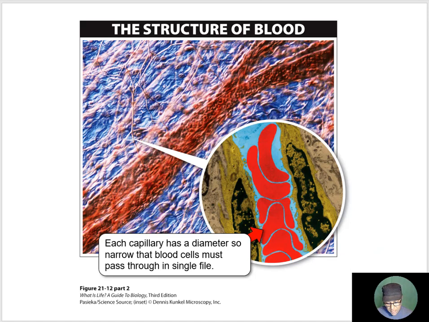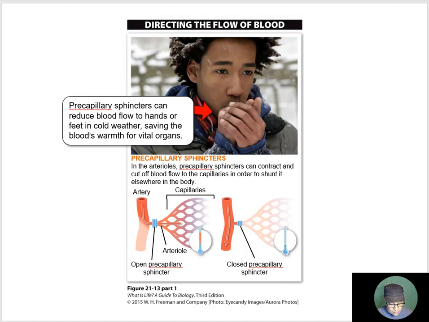And so this is an actual look at the exchange that's happening at the capillary beds. Each capillary has a diameter so narrow that the blood cells must pass through single file as they go through to make this exchange that's happening in the capillary beds, okay? And this is a look at it. But we also have this direction, as we already talked about, of the blood flow, right? And these precapillary sphincters, we have these valves that are there.